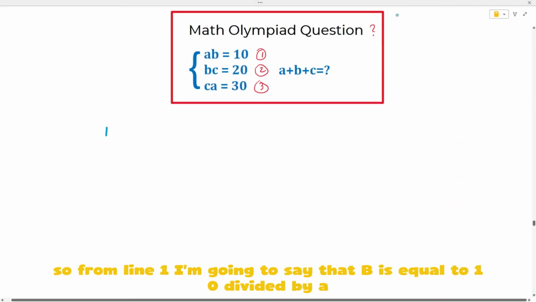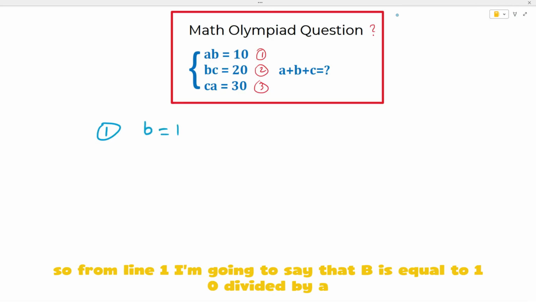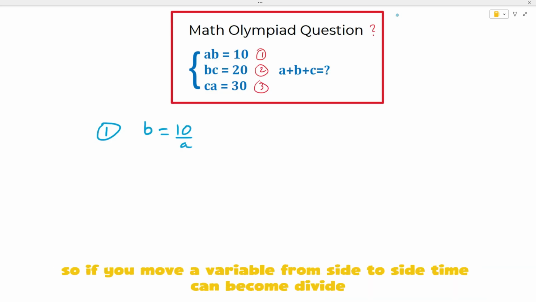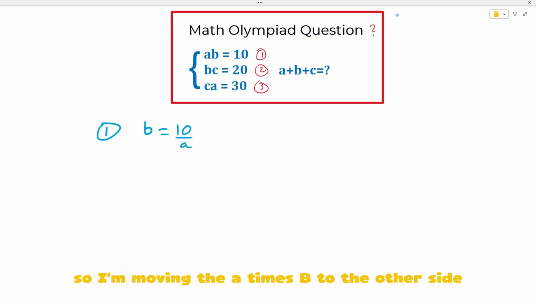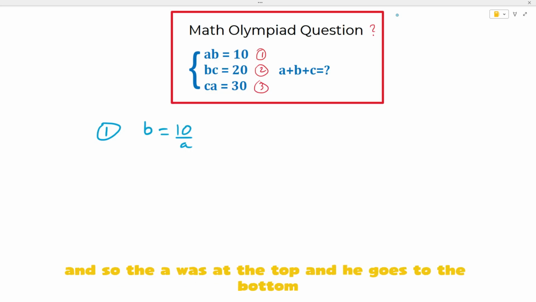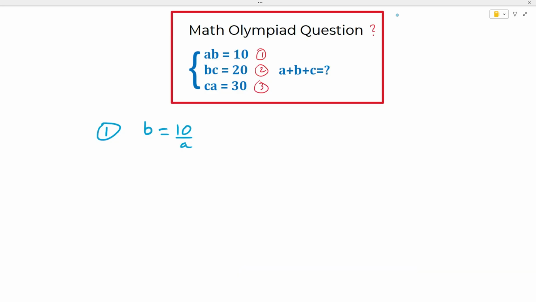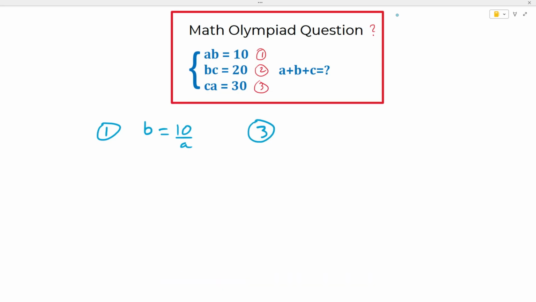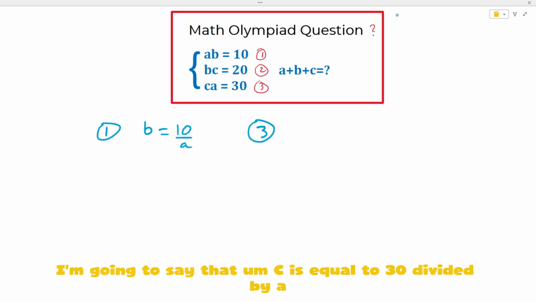So from line 1, I'm going to say that B is equal to 10 divided by A. So if you move a variable from side to side, times can become divide. So I'm moving the A times B to the other side, and so the A was at the top and he goes to the bottom. And then from line 3, I notice that C times A is 30, and using the same logic, I'm going to say that C is equal to 30 divided by A.